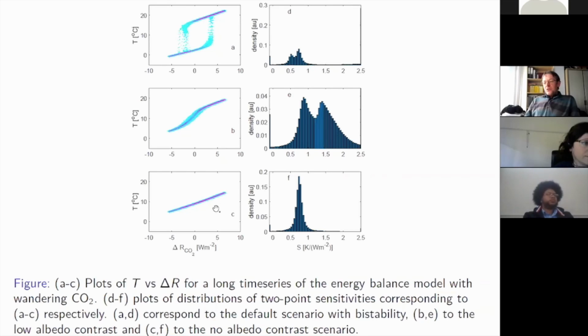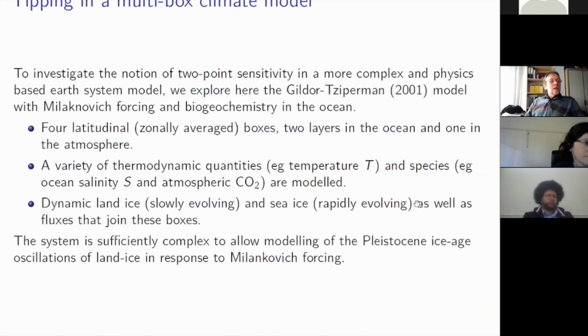And only in the third case, where there's no albedo contrast, the distribution is very well constrained to more or less a straight line, and then you get a strongly peaked sensitivity, something you'd expect from a normal distribution maybe. So these were some runs for a very simple one-dimensional model with wandering CO2.